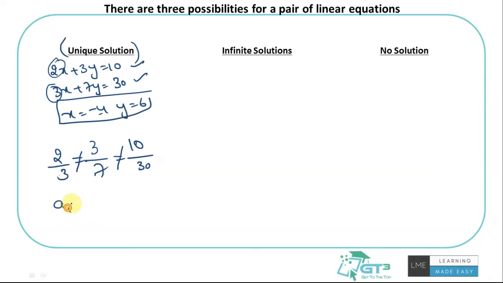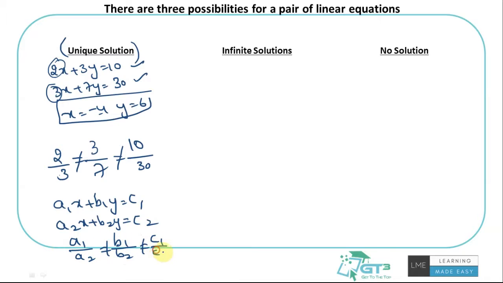That is, if I have equations like this, a1x plus b1y equals c1, a2x plus b2y equals c2, so a1, b1, c1 are the coefficients like 2, 3 and 10, and a2, b2, c2 are 3, 7 and 30. So when a1 by a2 is not equal to b1 by b2 is not equal to c1 by c2, then I'll have a unique solution for the given pair of equations.